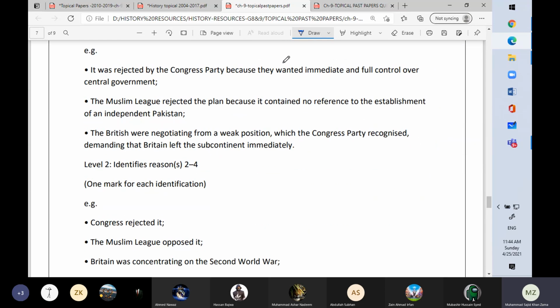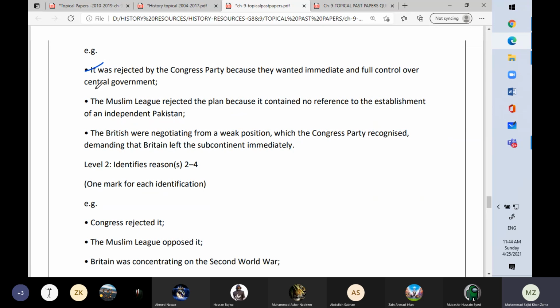Why did the Cripps mission fail? These three points, anyone to read, and it will be clear why it failed. It was rejected by the Congress party because they wanted immediate and full control over the central government. The Muslim League rejected the plan because it contained no reference to the establishment of an independent Pakistan. The British were negotiating from a weak position, which the Congress party recognized, demanding that Britain leave the subcontinent immediately.